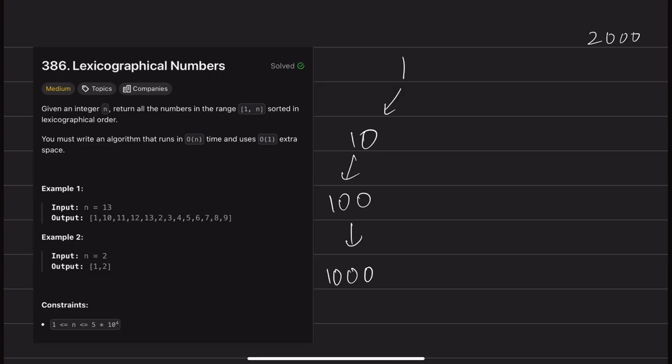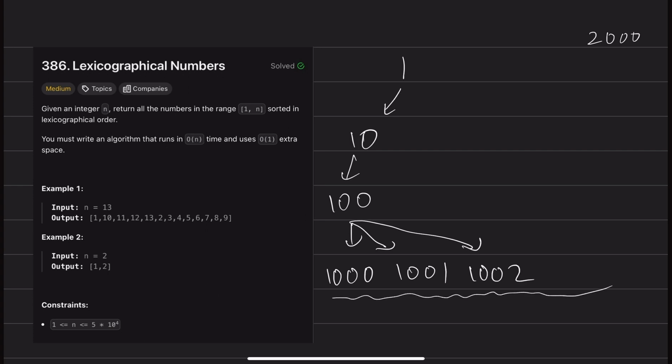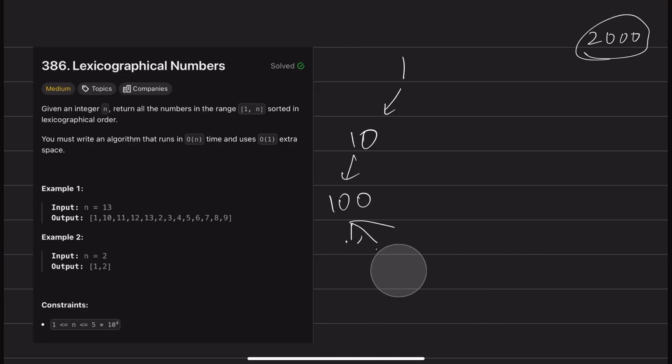Now what will be the next number after it? Any guesses? The next number will be 1001. After that, the next number will be 1002. So at this level, whatever numbers I can make which are less than 2000, I will create them, and after that I will return. Once all these 1000s numbers are generated, I can move on.